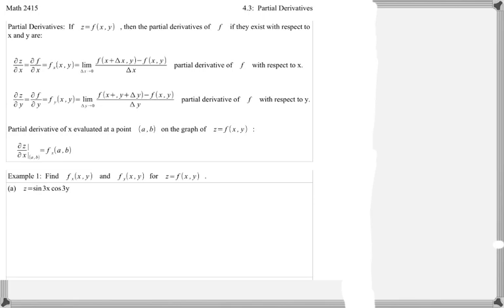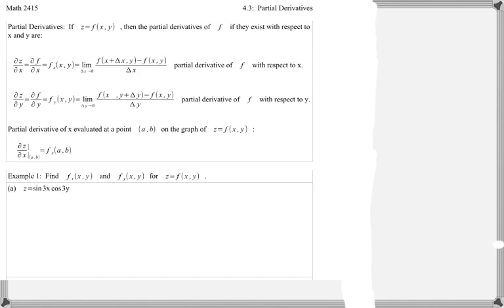The partial of z with respect to y is equal to the partial of f with respect to y, which is equal to f with subscript y, the derivative with respect to y of x y. That's going to be the limit as delta y goes to 0 of f of x comma y plus delta y minus f of x y, all over delta y. That's the partial derivative of f with respect to y.